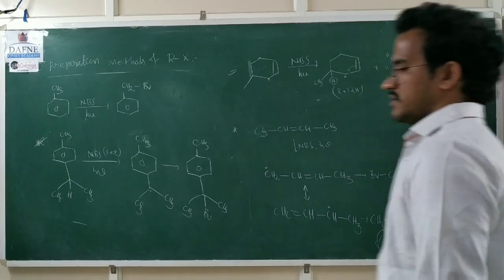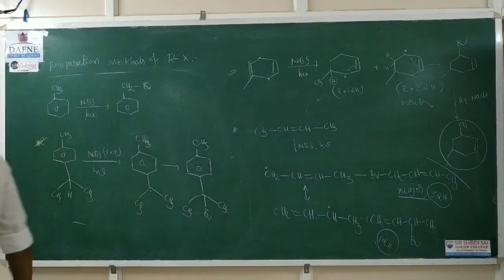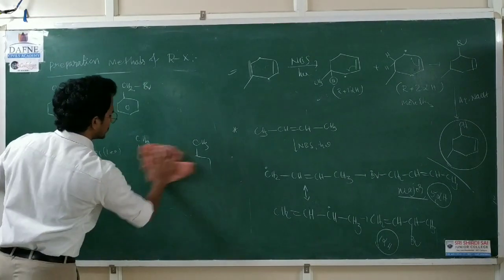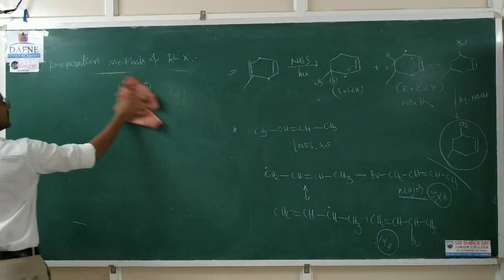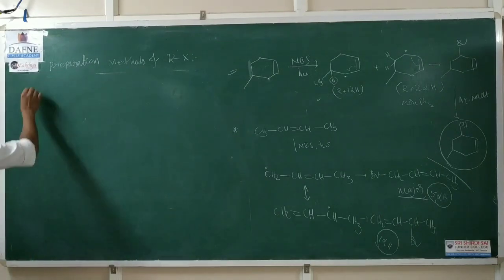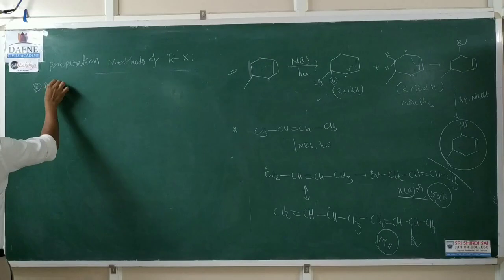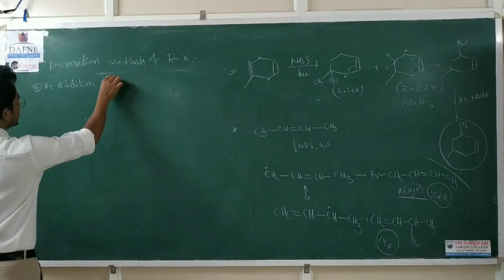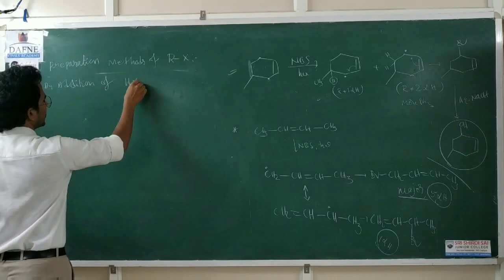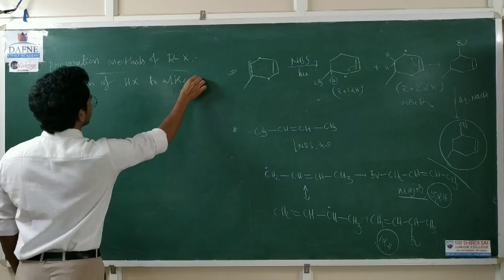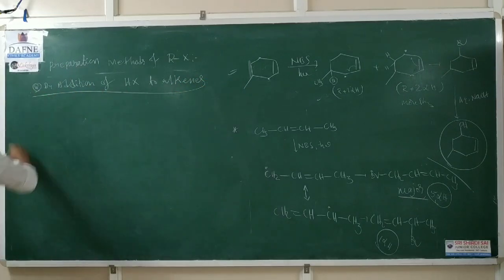Now another preparation method, which we also studied in the alkenes chapter. The second preparation method is by addition of HX to alkenes.